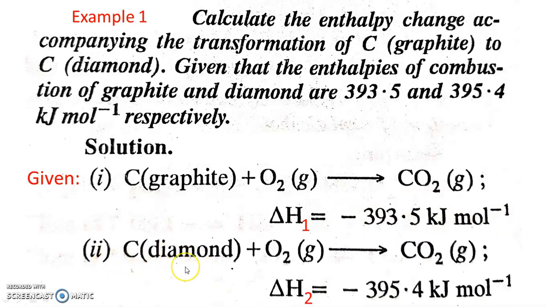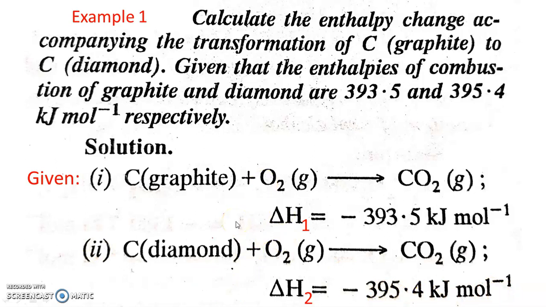Similarly, enthalpy of combustion of diamond is given, and the chemical equation is carbon diamond combines with oxygen, there is a formation of carbon dioxide gas. So carbon on combustion gives CO2 gas. Enthalpy of combustion for diamond is minus 395.4 kilojoule per mole. This is given.